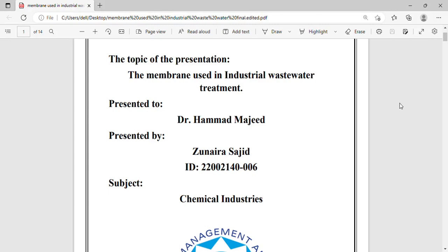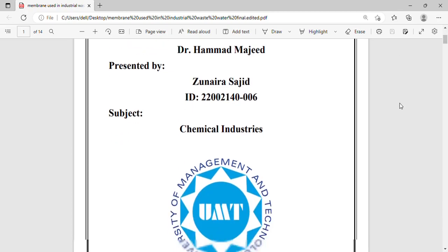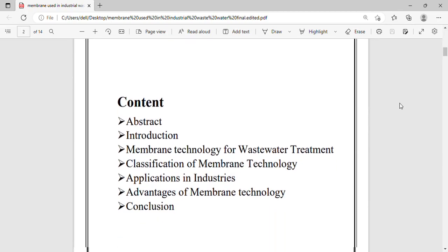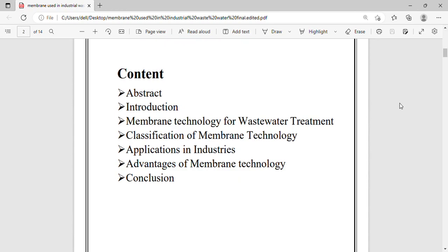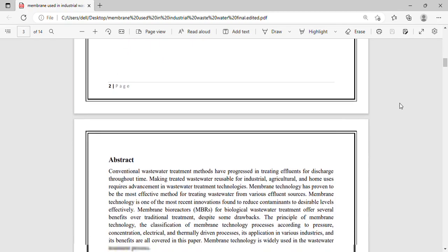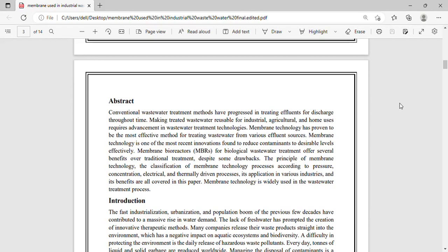The topic of my presentation is the membrane used in industrial wastewater treatment. The content of my presentation is abstract, introduction, membrane technology for wastewater treatment, classification of membrane technology, applications in industries, advantages of membrane technology, and last but not the least, conclusion. First of all, I'll tell you about the abstract.